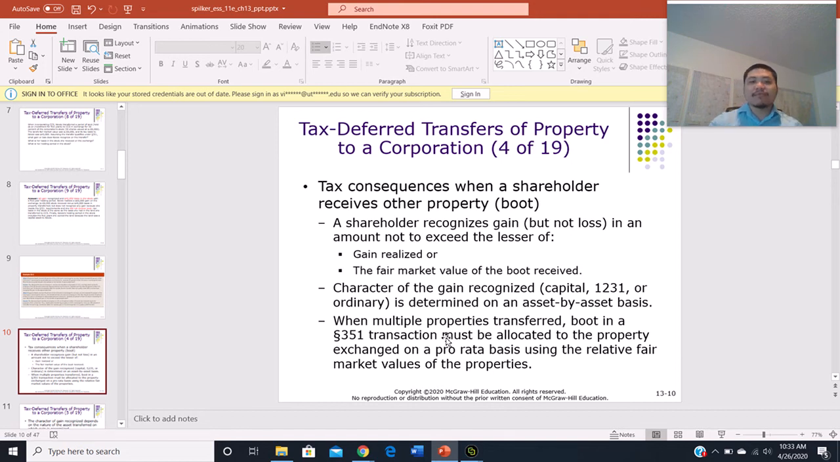And if the gain realized is smaller than the fair market value of the boot, then you have to recognize all the realized gain and pay tax on it. But if the gain realized is larger than the fair market value of the boot, then you have to recognize the gain to the extent of the boot involved.